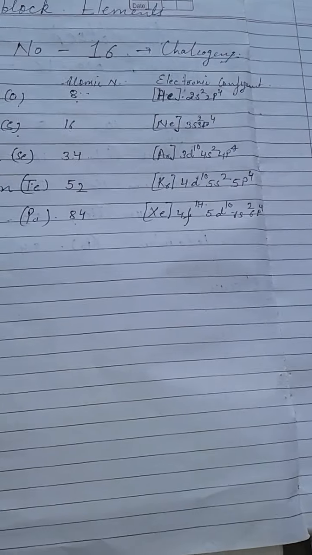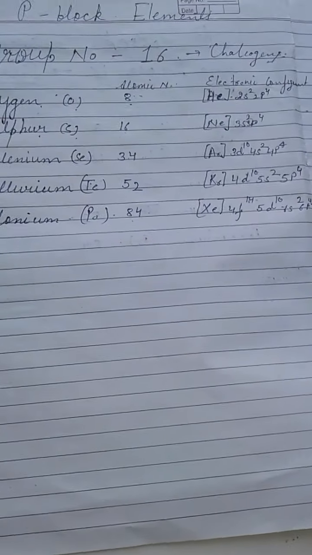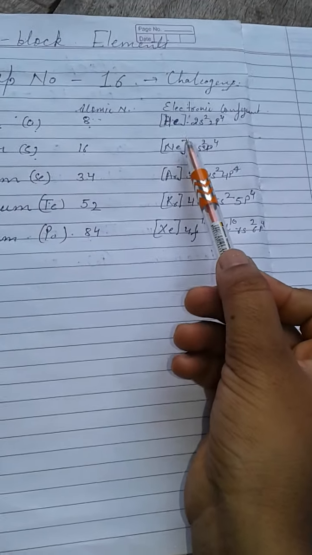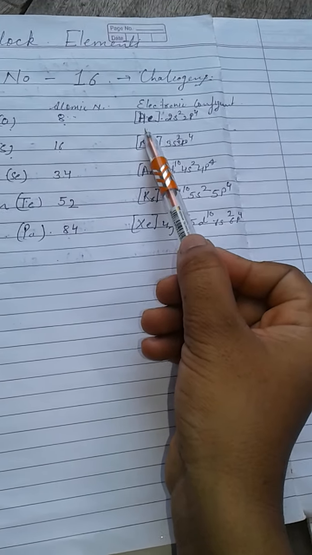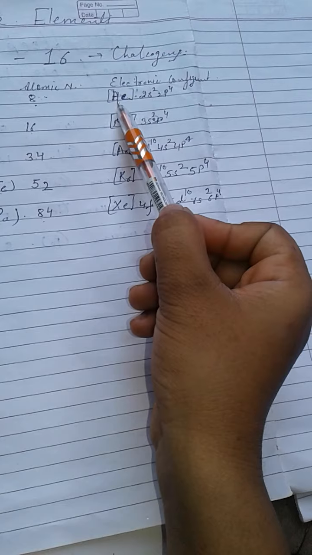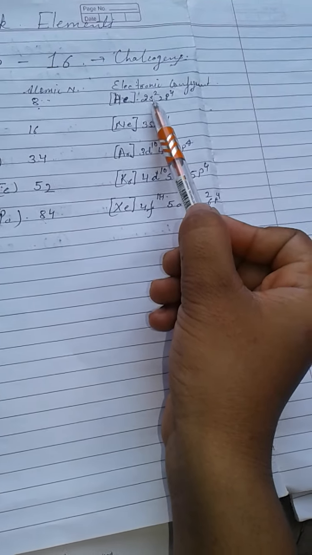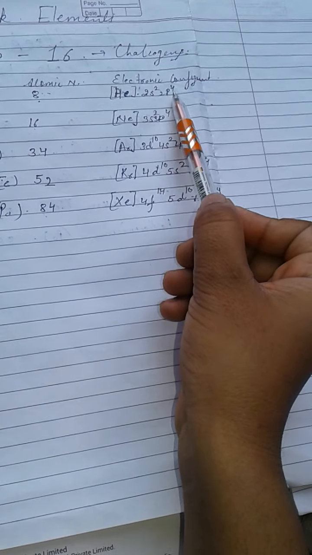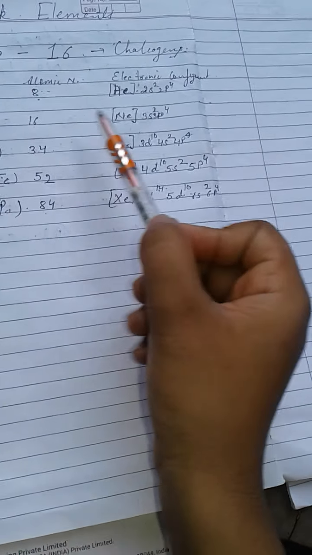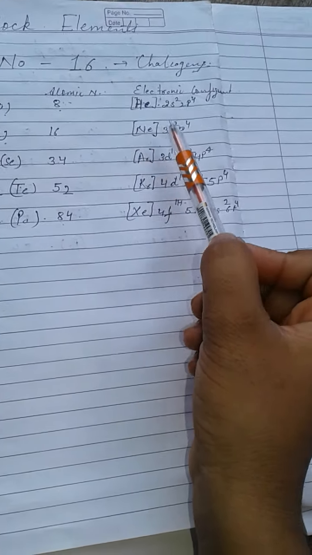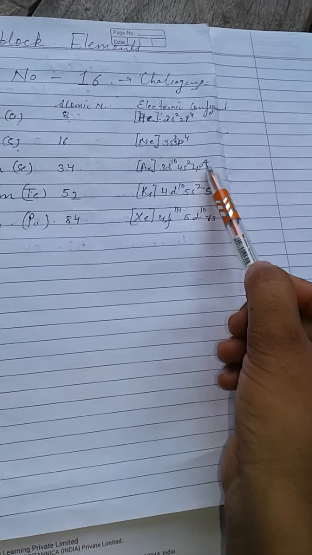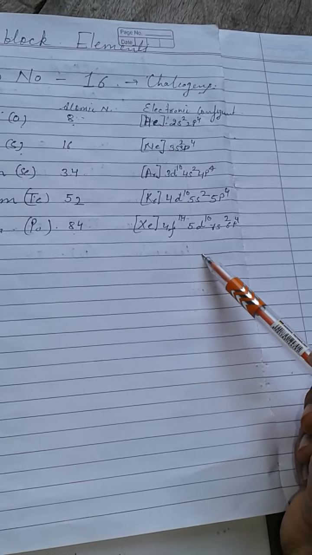Now the electronic configuration of group number 16 is as follows: oxygen, its electronic configuration is helium, whose atomic number is 2, followed by 2s2, 2p4. Then selenium, its configuration is neon, followed by 3s2, 3p4, and so on. I have written the electronic configuration of all the elements.